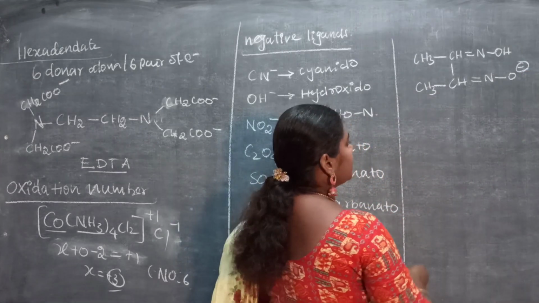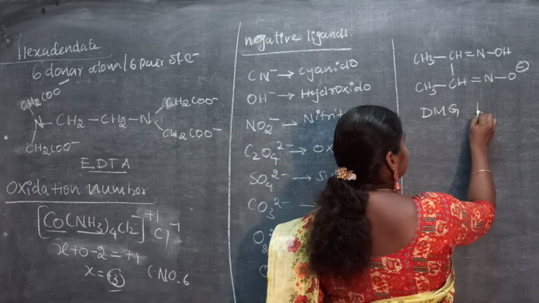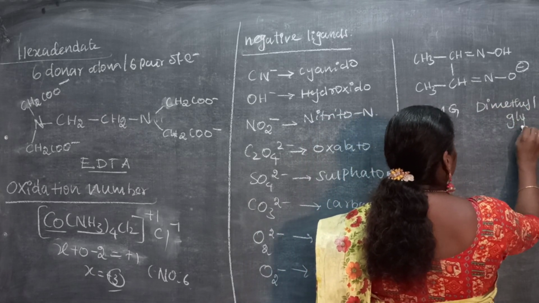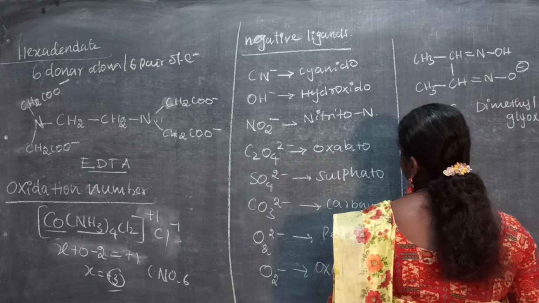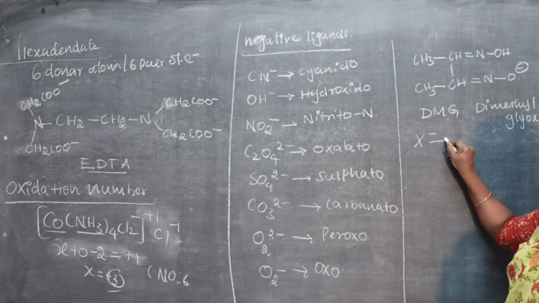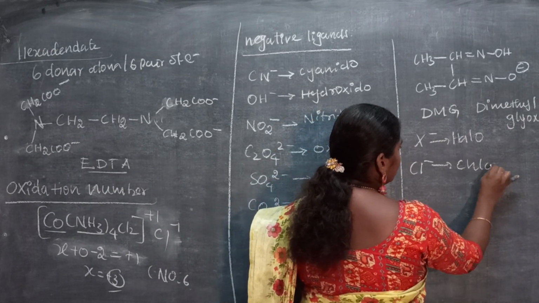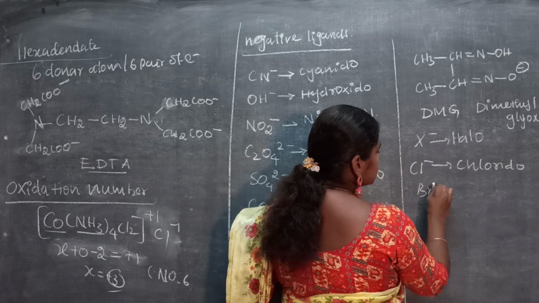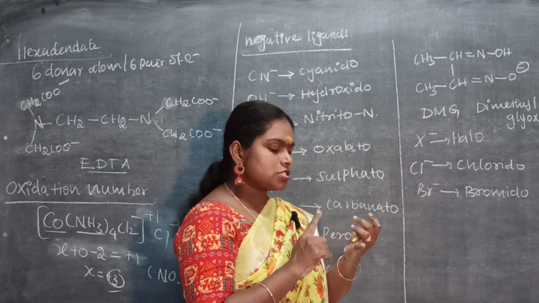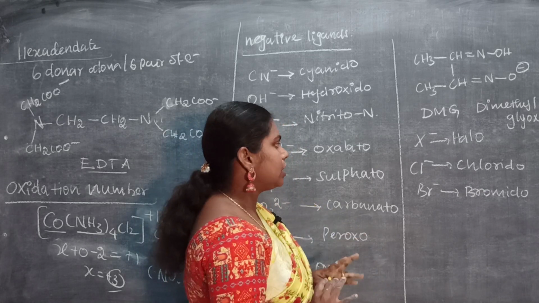This is dimethyl glyoxime, simply denoted as DMG. It is also a negative ligand, mostly used as a negative ligand. Then the halogens are all named halo. Chlorine is chlorido, bromine is bromido, iodine is iodo, and fluorine is fluorido. Like this we can name the ligands.